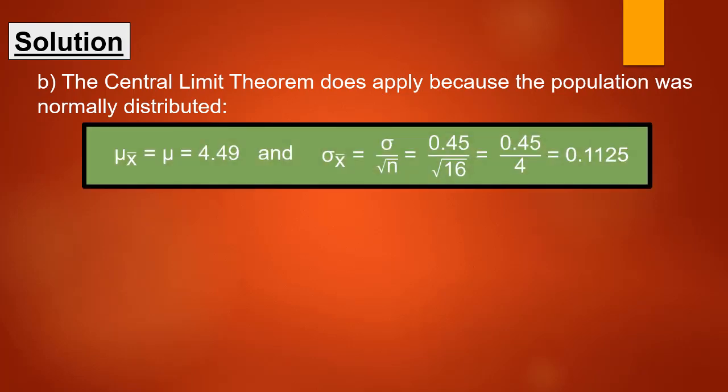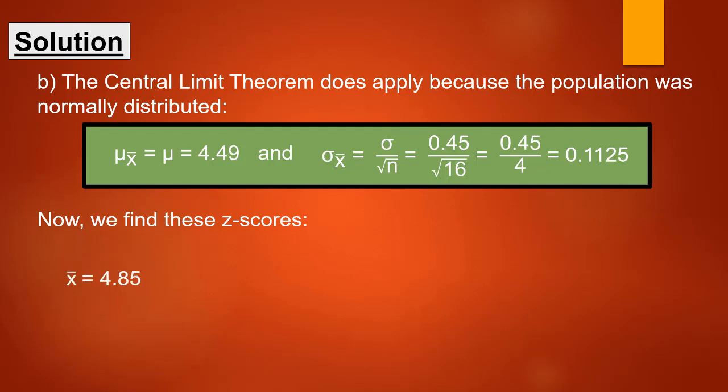So now we have to find our central limit theorem values. Remember that the mu of x bar is equal to mu, and that's 4.49. And sigma of x bar is sigma divided by the square root of n, which is 0.45 over the square root of 16, which is 0.45 over 4 because the square root of 16 is 4, and that gives us 0.1125.